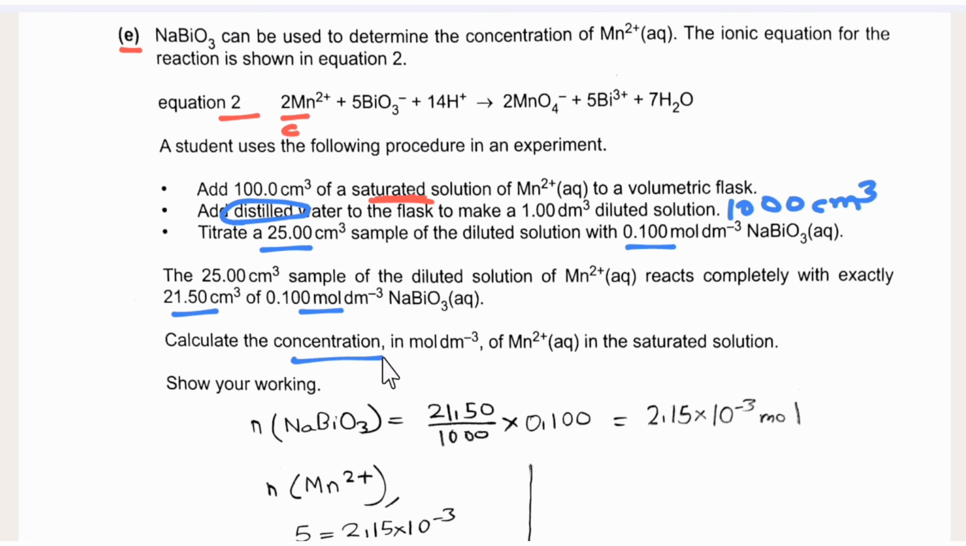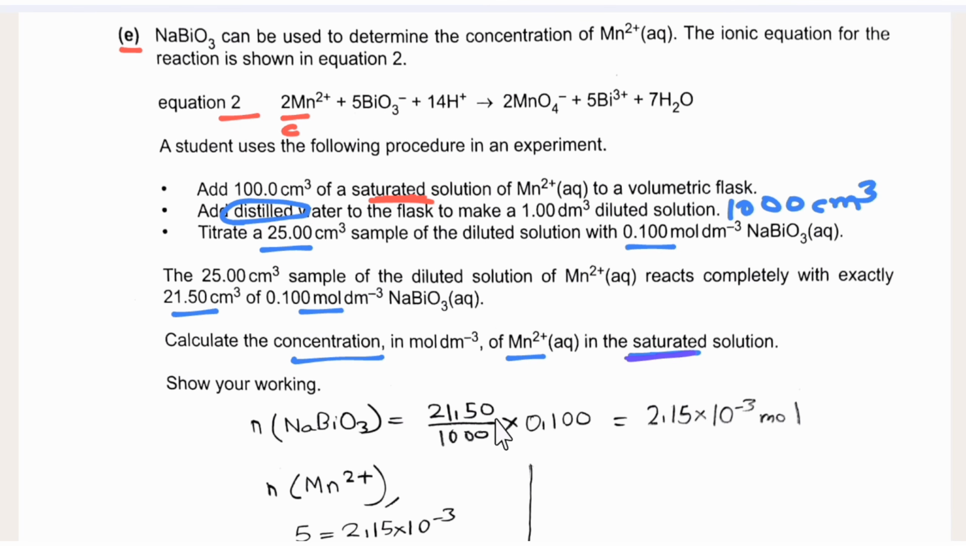Now we need to find the concentration of Mn2+ in the saturated solution. So we need to find the concentration in the saturated solution, that means in the 100 cm³ of the saturated solution. So to find the concentration in the saturated solution, first of all we need to find the number of moles of NaBiO3. So what is the number of moles?